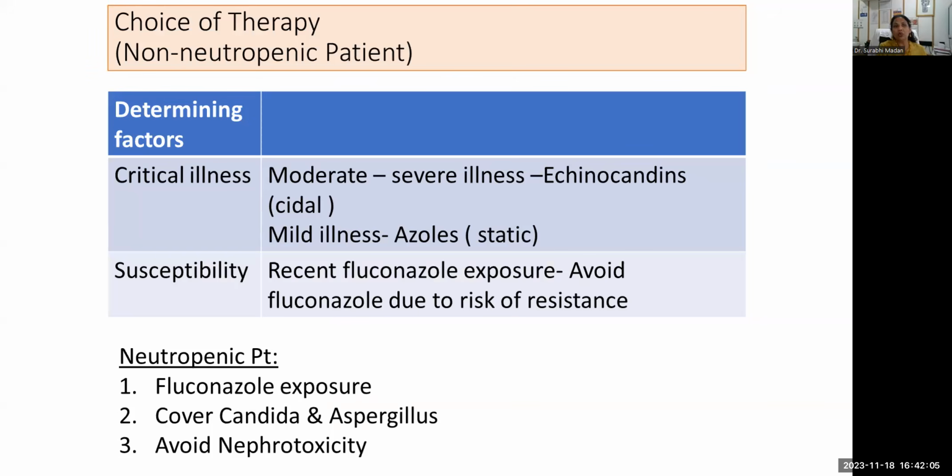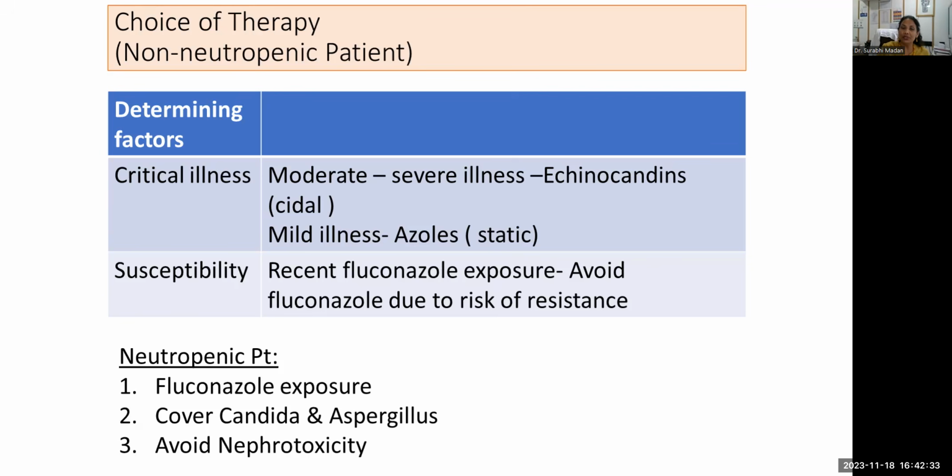So if we talk about the choice of therapy in candidemia, the determining factors are basically the criticality of the illness and the susceptibility. So if you have a patient who is relatively stable, with a mild illness, you can get away with using azoles, mainly fluconazole, which is considered a fungistatic agent. It's not a cidal agent.